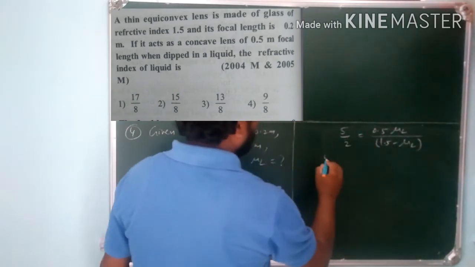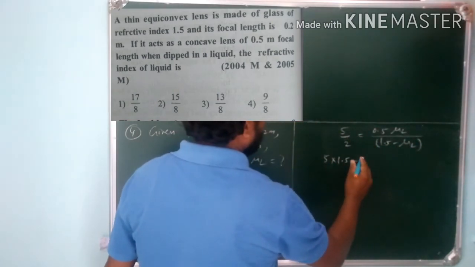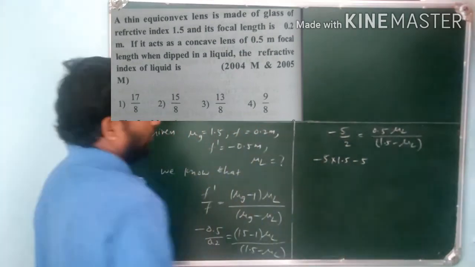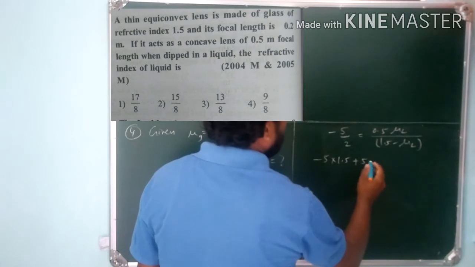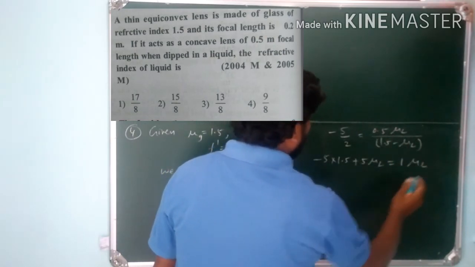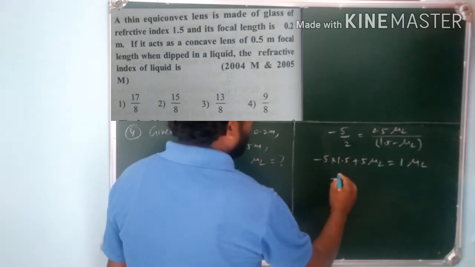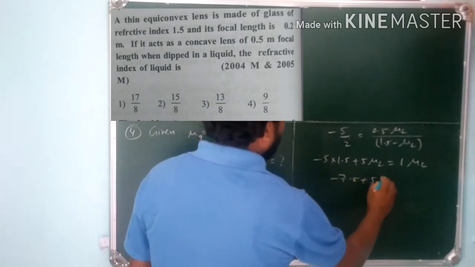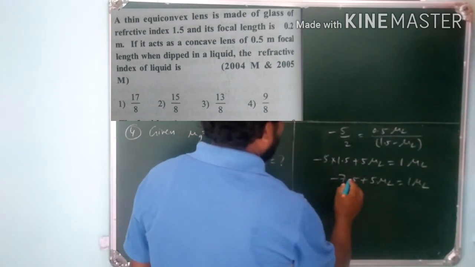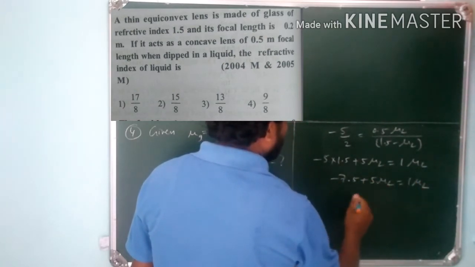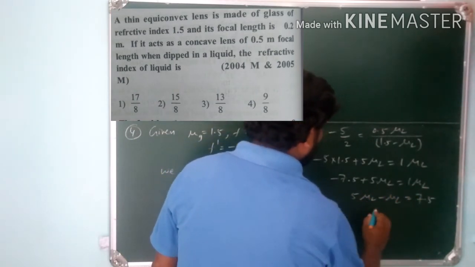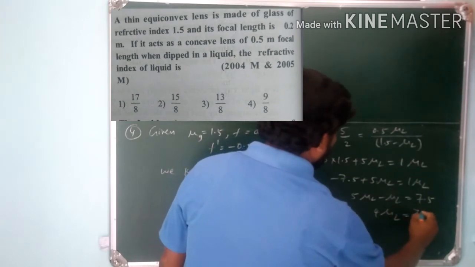Cross multiply: 5 into 1.5 minus, here minus is there, minus 5 into mu L, 0.5 into 2 is 1, 1 into mu L. Minus 5 into 1.5 is minus 7.5 plus 5 mu L is equal to 1 into mu L. Bring minus 7.5 to the right side and 1 into mu L to the left hand side, that is 5 mu L minus mu L equal to 7.5, that is 4 into mu L equal to 7.5.